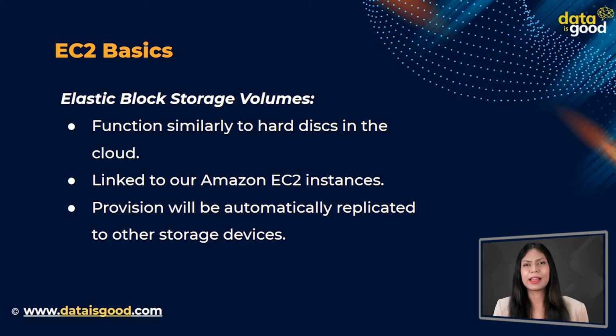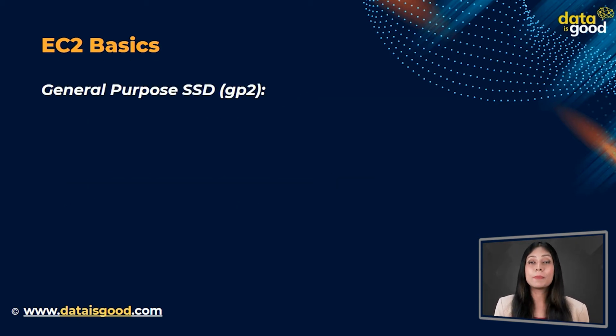AWS also provides great encryption of data at rest using Amazon Managed Keys or keys created by customers using Amazon Key Management Service, or KMS. Now, there are three main types of Amazon EBS volumes. The first type of EBS volume is General Purpose SSD, GP2.